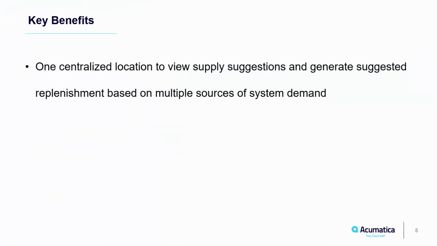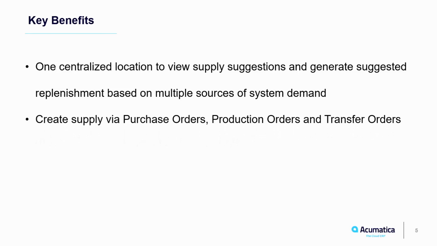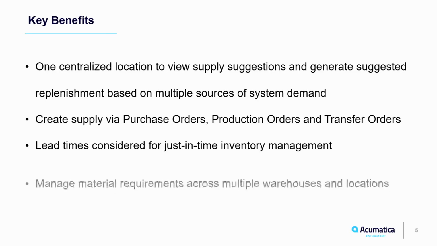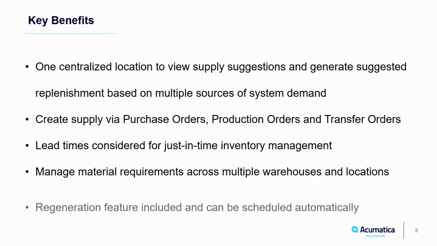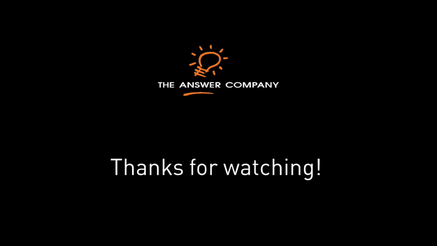Acumatica's MRP module provides one centralized location to manage supply and demand. You can create purchase orders, production orders, and transfer orders based on multiple sources of system demand. Lead times are considered for just-in-time inventory management, helping you to keep your facility lean. You can manage material requirements across multiple warehouses and locations, and use our built-in regeneration feature, which can be scheduled automatically. Thank you for joining me today for this high-level overview of Acumatica's MRP module.